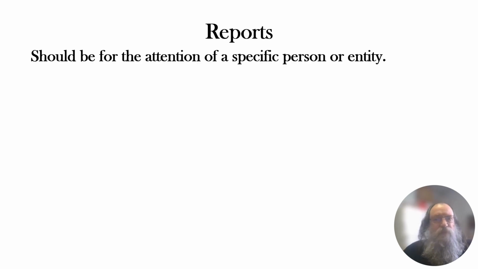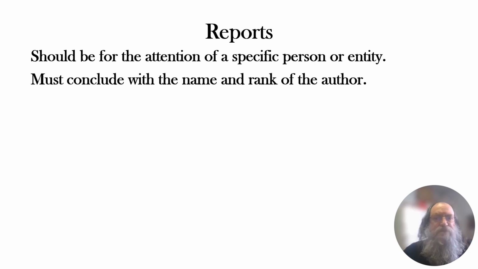Reports. Okay, always remember it's for either a person or an entity. For example, if you are writing a report about an incident that happened at your school, you can address it to the school governing body as opposed to the principal or the HOD or something like that. So in that case, it can be either a person or a specific group of people. You must always end it off with your name and rank.